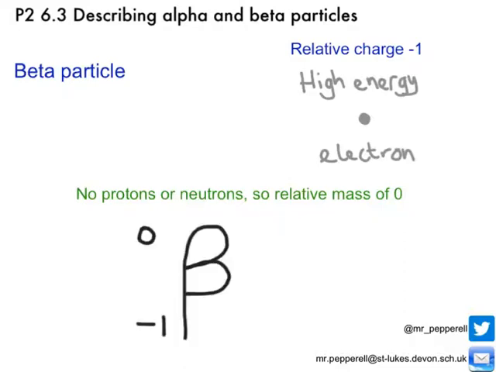And we can represent that beta particle like this. We've got the beta sign there. The top number, remember, is its relative mass, which in this case is 0. No protons plus no neutrons gives us 0. Down the bottom we've got the relative charge of the particle. Well, the particle is made up of one electron. Electrons are negatively charged, so we've got a charge of -1.